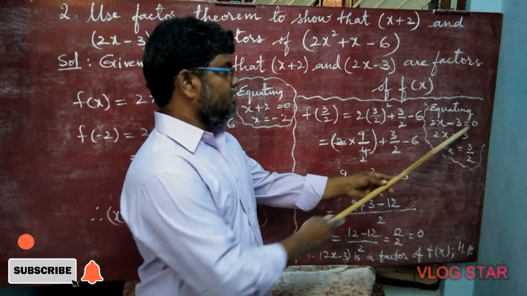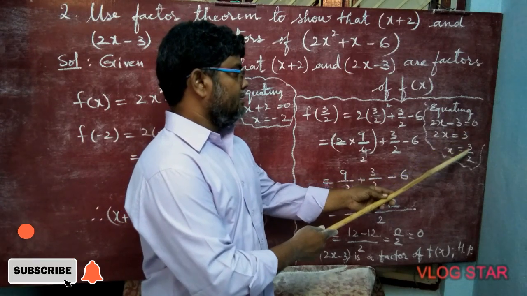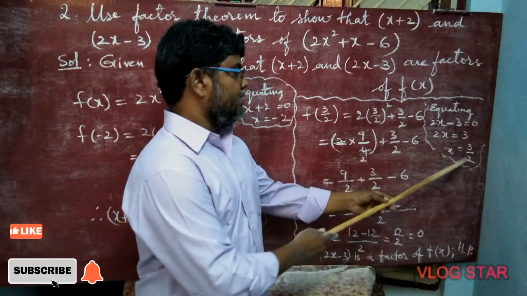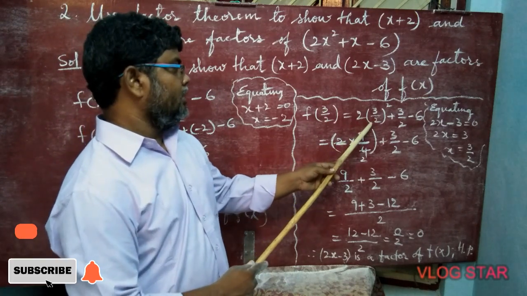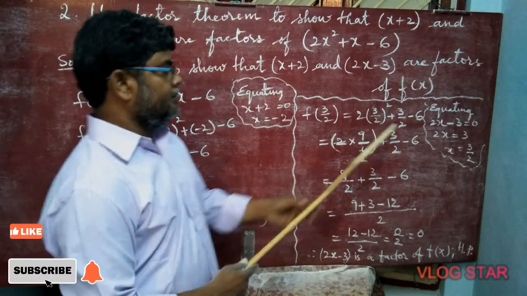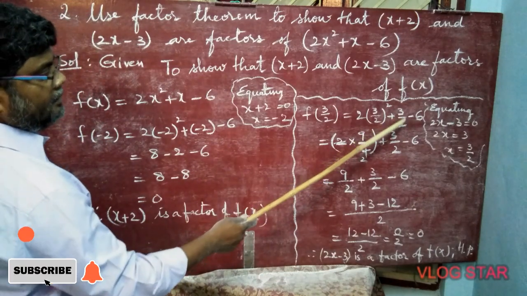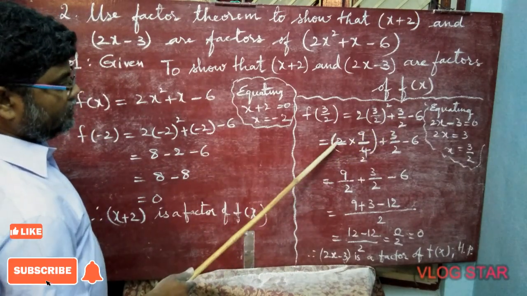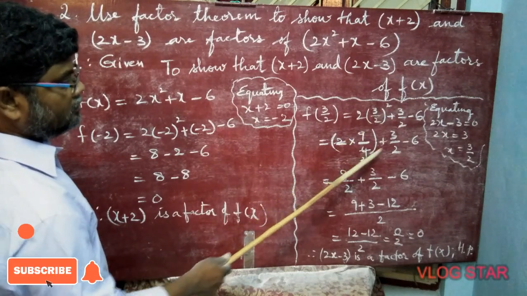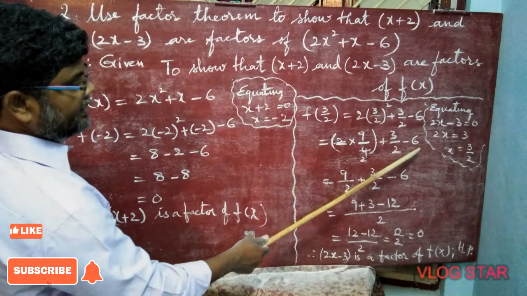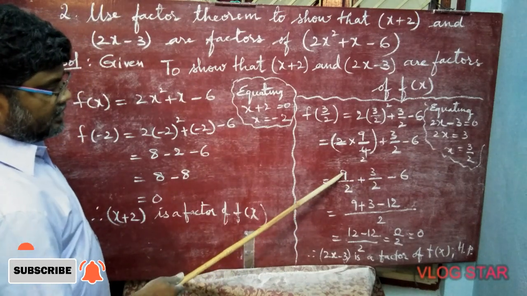2x minus 3 is equal to 0. Minus 3 goes to the right, plus 3. x is equal to 3 by 2. f of 3 by 2: 2 into 3 by 2 whole square plus 3 by 2 minus 6. 2 into 3, 3 2s are 9, 2 square is 4. Plus 3 by 2 minus 6 is equal to 9 by 2.